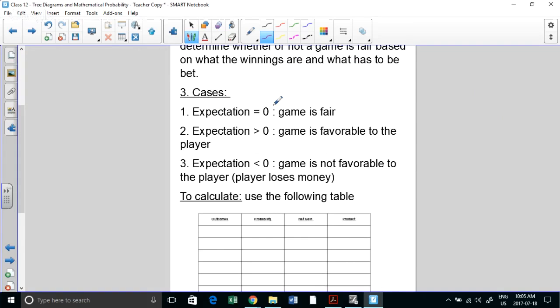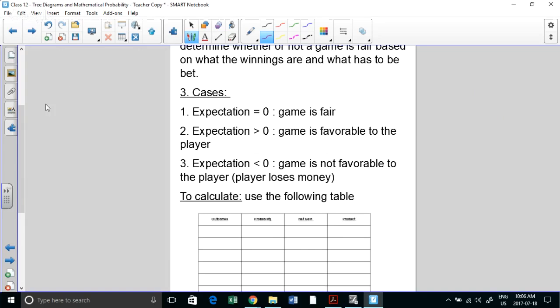There are 3 different cases for the mathematical expectation. If your expectation is 0, that means on average, you would expect to get 0. The game is fair because you have an equal chance of winning money, because this always involves money, winning money or losing money. If the expectation is positive, that means on average, we expect to receive positive money as the player, which means the game is favorable to the player. If the expectation is negative, you don't want to be playing that game because on average, you expect to be losing money. So it's not favorable to the player.